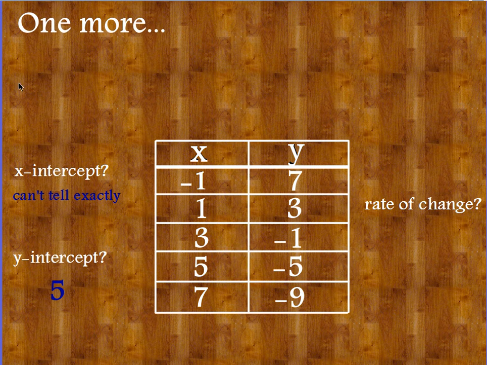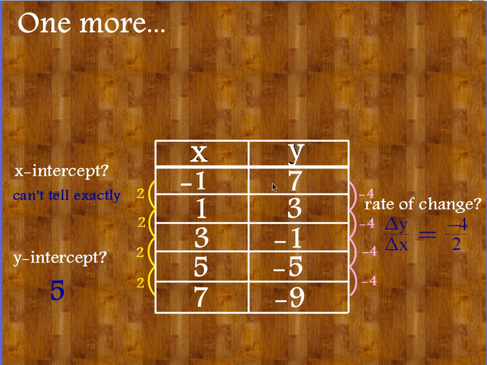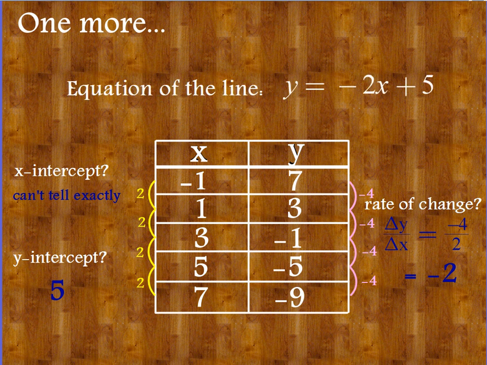Now on to rate of change. Again, we need to look for the change in our x values. This time we're adding 2 every time we go from x value to x value. And the rate of change for our y column, this time we're subtracting 4 as we move down our table. The rate of change then, change in y over change in x, is negative 4 over 2, which simplifies to negative 2. With our new slope and our new y-intercept, we can write the equation of the line.